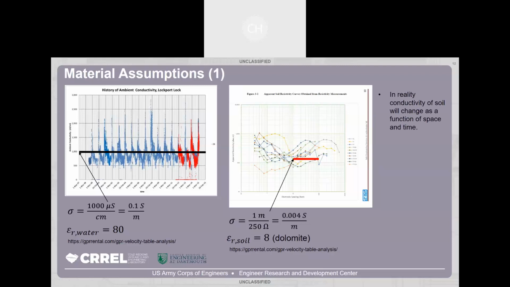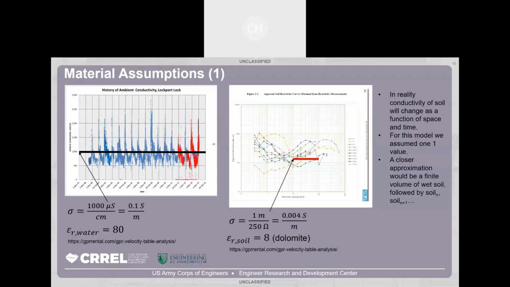So obviously, in reality, the conductivity of the soil is kind of a function of both space and time. I don't know if there's any geotechnical engineers in the house, but I know that they were probably losing their mind when I mentioned this bulk value that we've chosen.